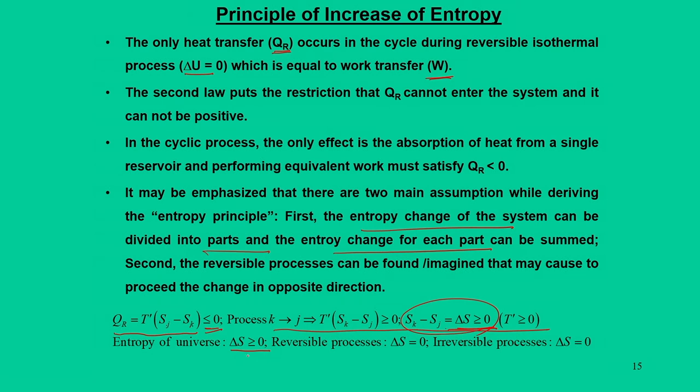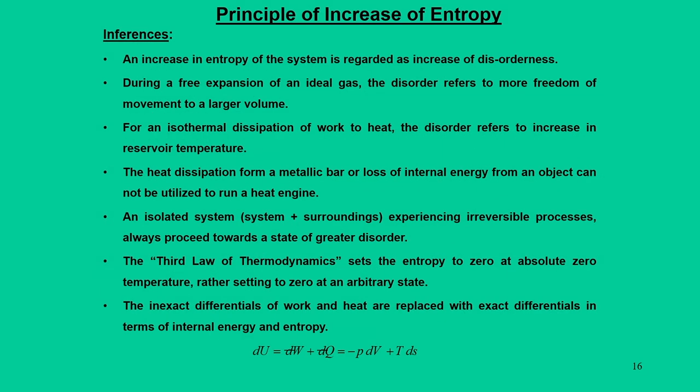Now, obviously, we can say the entropy of the universe delta S is always greater than or equal to 0, and this equality sign holds good when delta S is equal to 0. When this equality sign does not hold good, then we say delta S is greater than 0. So, this is the law of entropy of the universe.